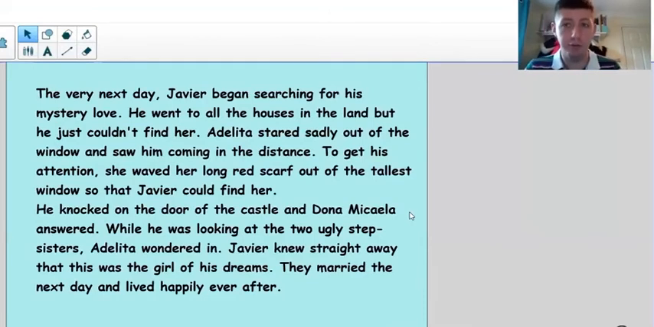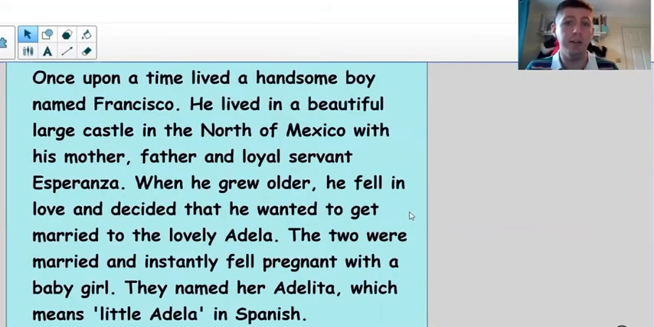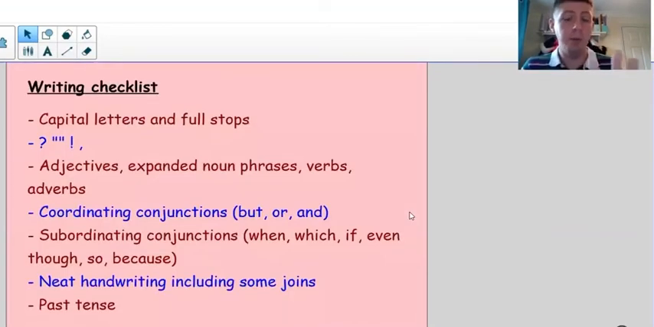So now I've finished the story. That's the end of the story. And remember, it has that nice happy ending as well. So I'd like you to have a go at seeing if you can write your ending now. Remember, your writing checklist is on the screen for you to write your final part of your story.